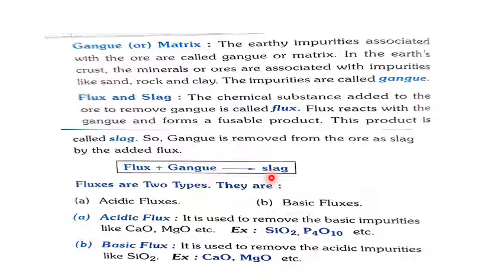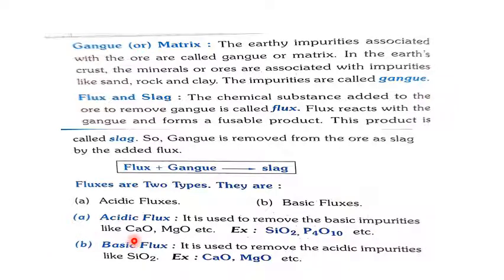Okay, listen. Earth crust nunchi metal ni extract chesinappudu daani lopala basic impurities ainatuvanti CaO, MgO unnatlayite aa basic impurities ni remove cheyadaniki manamu chemical substance ni add chestam. Aa chemical substance endi, flux. Aithe aa flux endi manaku acidic flux. Ante basic impurities ni manam remove cheyalante acidic fluxes ni add cheyali. So those are the SiO2 and P4O10, etc.